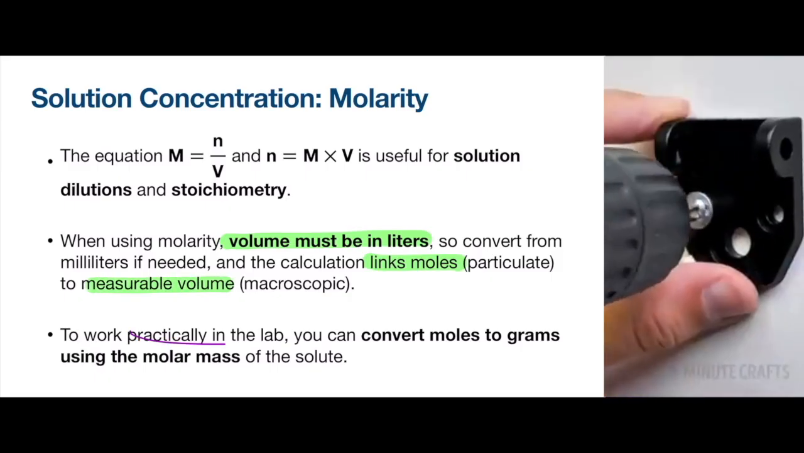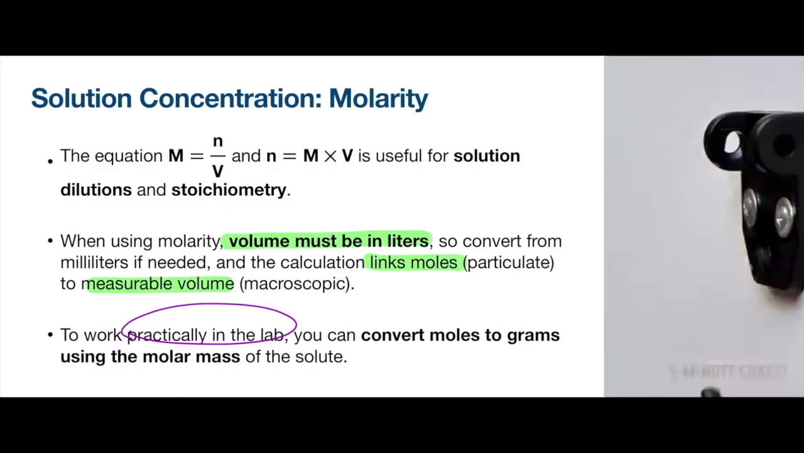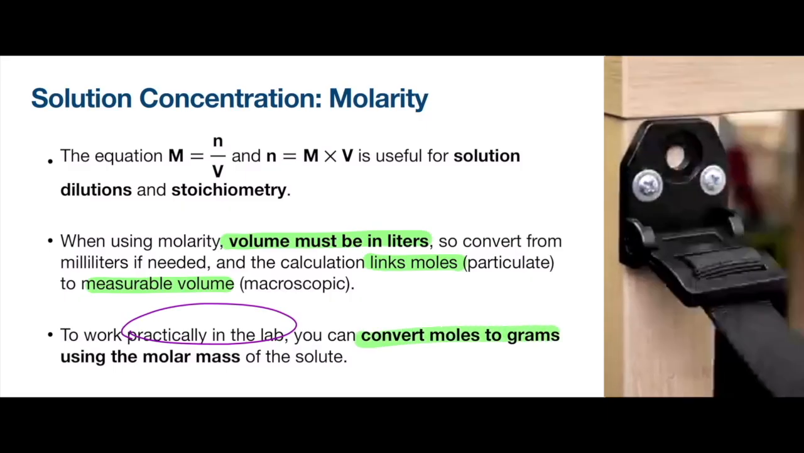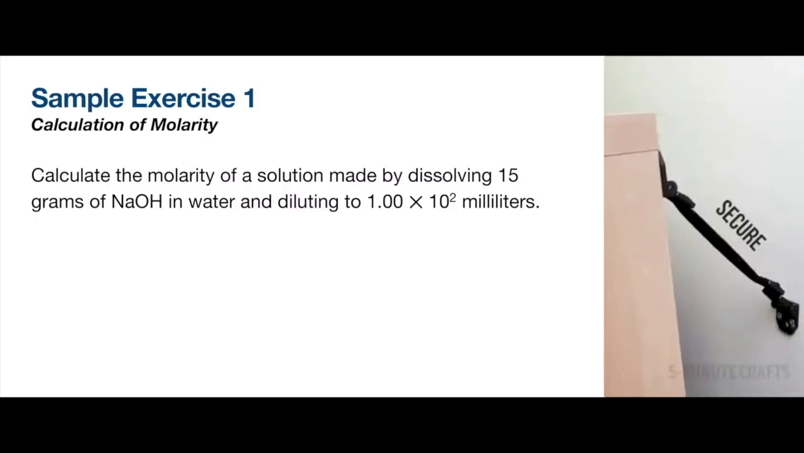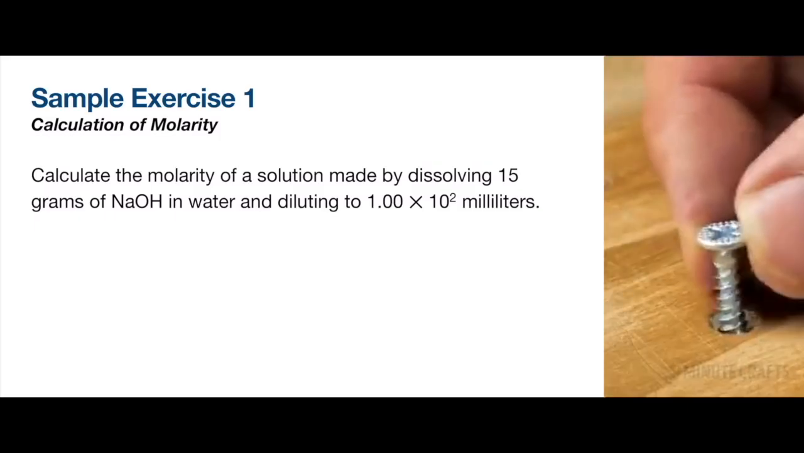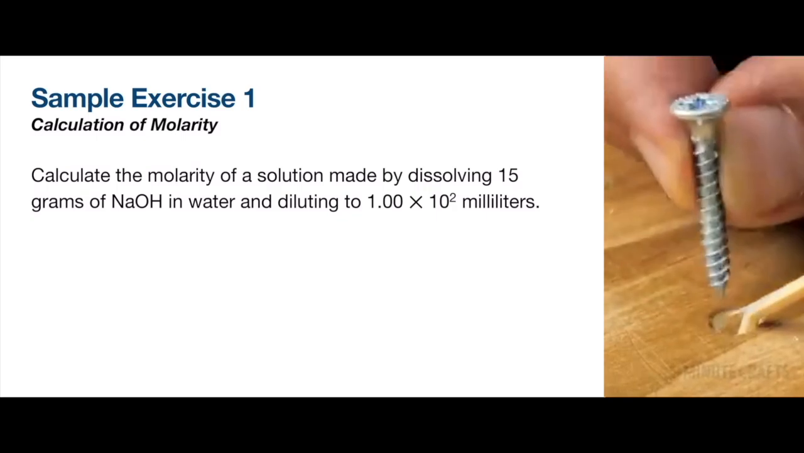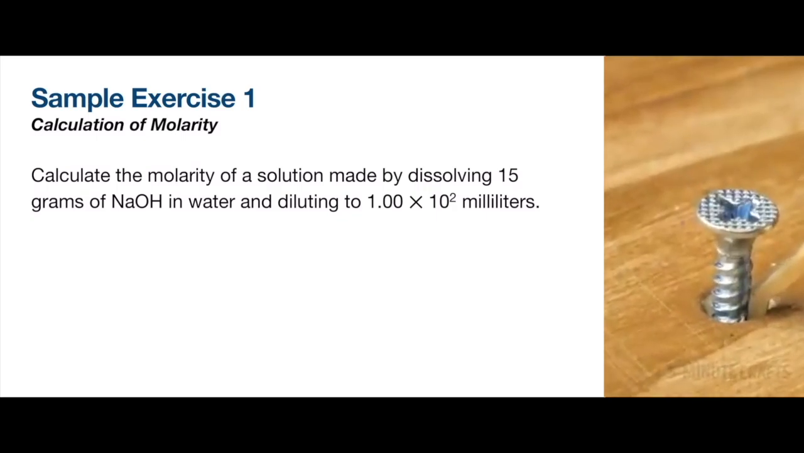And in real laboratory work, we usually measure mass, not moles. So after finding the number of moles, we convert them to grams using the molar mass of the solute. Now let's apply those concepts in sample exercise number 1. Calculate the molarity of a solution made by dissolving 15 grams of sodium hydroxide in water and diluting to 1 times 10 raised to 2 milliliters.